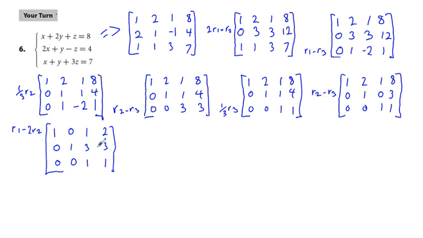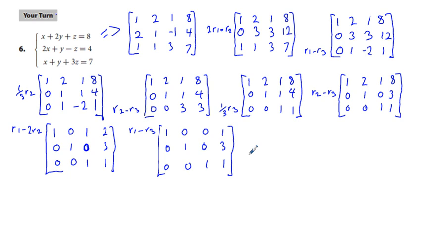And the last thing we're going to do is get rid of this 1 here. To do that, we're going to take row 1 minus row 3, and that's going to change our first row. The second and third stay the same. So we have row 1 minus row 3, 1 minus 0 is 1, 0 minus 0 is 0, 1 minus 1 is 0, and finally we have 2 minus 1 is 1. See, I think I messed up this one. It's going to be 0 here. There we go. Rows 2 and 3 stay the same: 0, 1, 0, 3 and 0, 0, 1, 1.